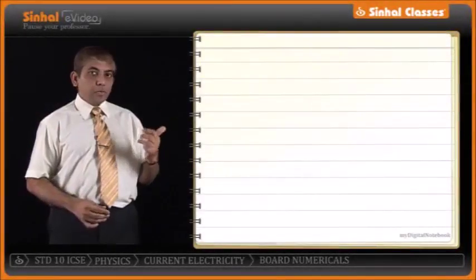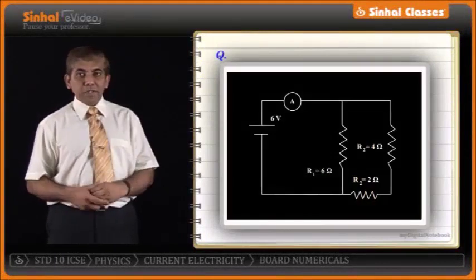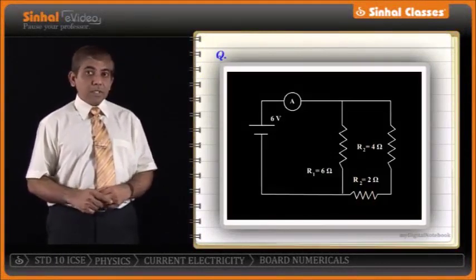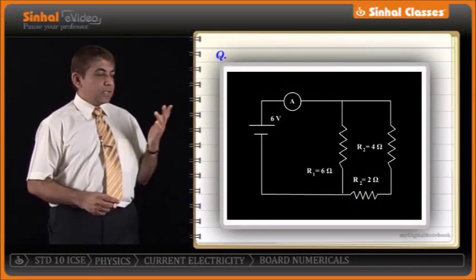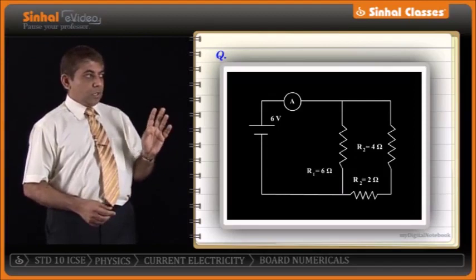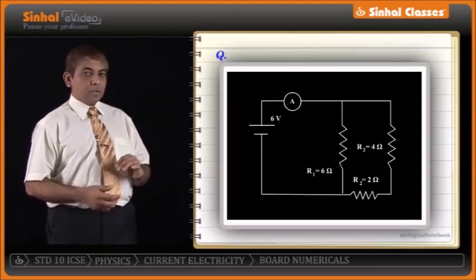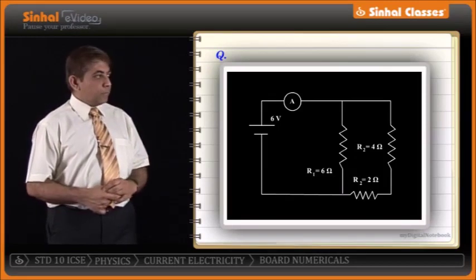As we saw different questions that were asked in boards, we have one more year in which this particular question had appeared, that is in 2008. Let's consider the question that appeared in 2008. Again, the network is given to you. You're given 3 resistances that are connected across a battery source, and an ammeter is also connected in series.